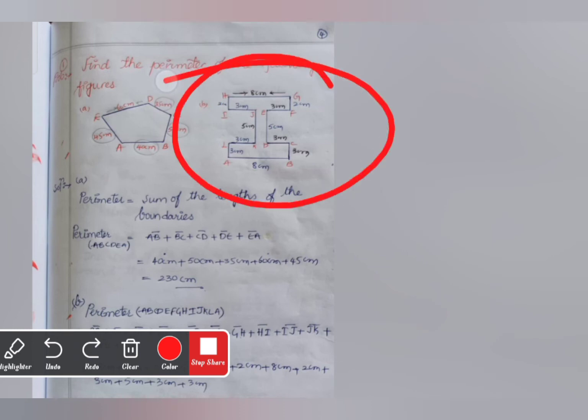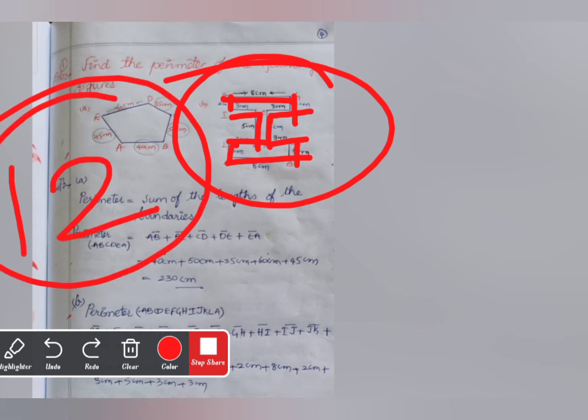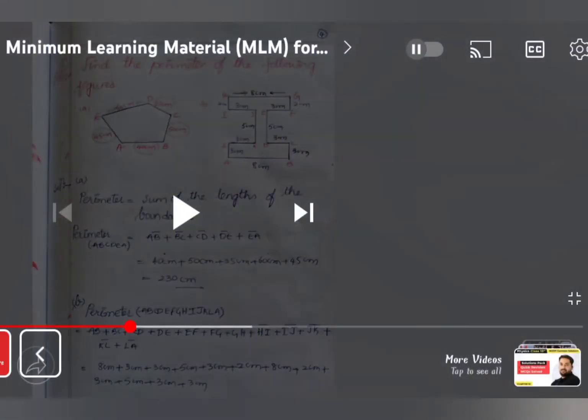Next to this, you all try, girls. How many boundaries are there? Can anyone answer me? 1, 2, 3, 4, 5, 6, 7, 8, 9, 10, 11, 12. 12 boundaries are there. Very good. So you need to add all the boundaries. Then you will get the perimeter. Shabash.